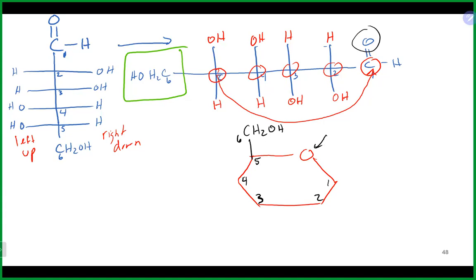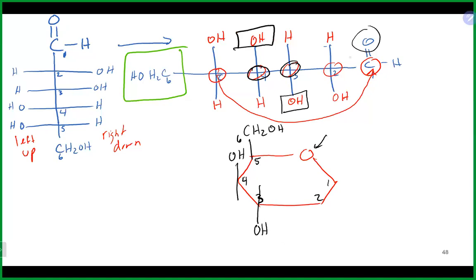Then we go to the next one, which is carbon number 4, this carbon right here. What we're looking at is where the OH is. We can see that the OH in this case is up. So when we go to our ring, we would draw a line and put our OH group up. We would then go to carbon number 3, which is next door. We see that the OH group on carbon number 3 is down, which means we go to carbon number 3 and draw our OH group down in this case.